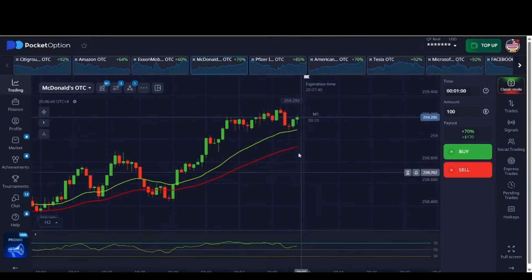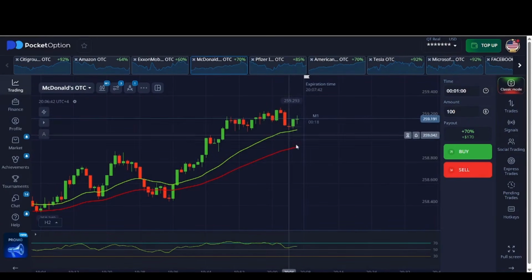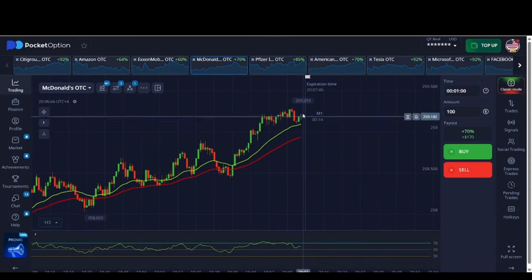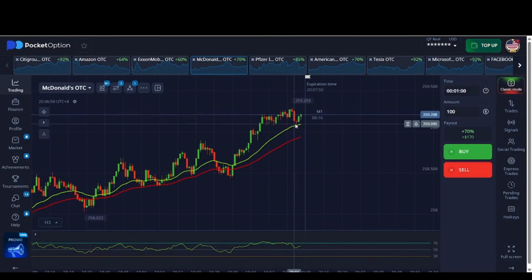So whenever the candle touches or closes near the moving average and at the same time the RSI line touches the 50 level, you can look for a reversal trade. This is how you can combine both indicators to achieve better accuracy.